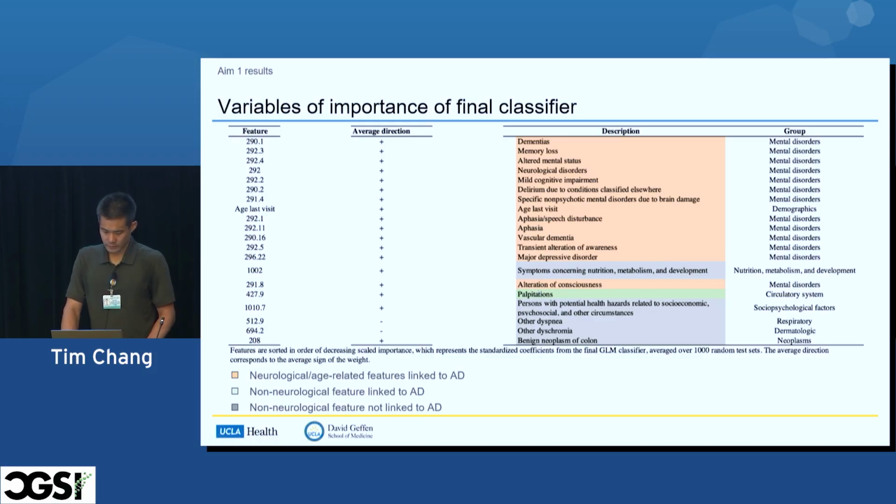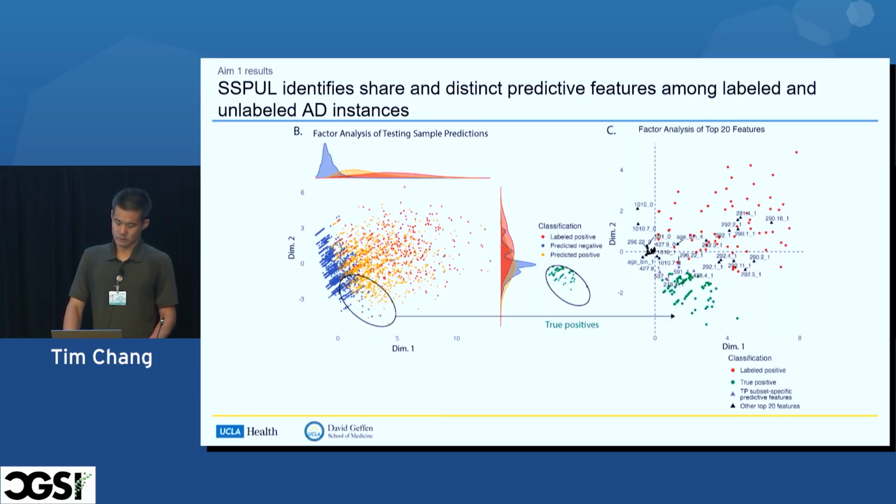So one of our questions was, what's unique about these new additional positives we're adding to help the model learn better. So in this kind of dimensionally reduced space, the red are the positive labels and the blue are the predicted negatives. And the orange here are all the predicted positives.